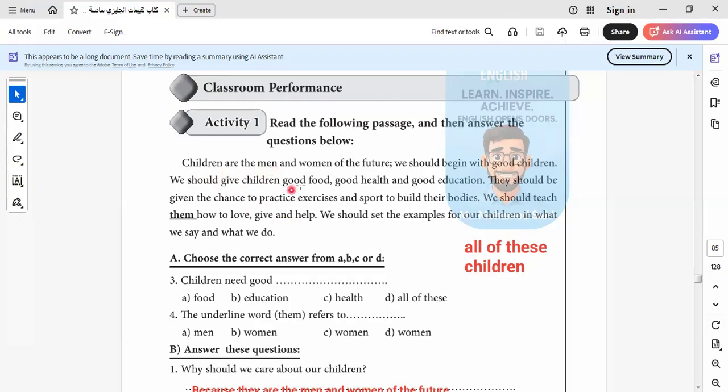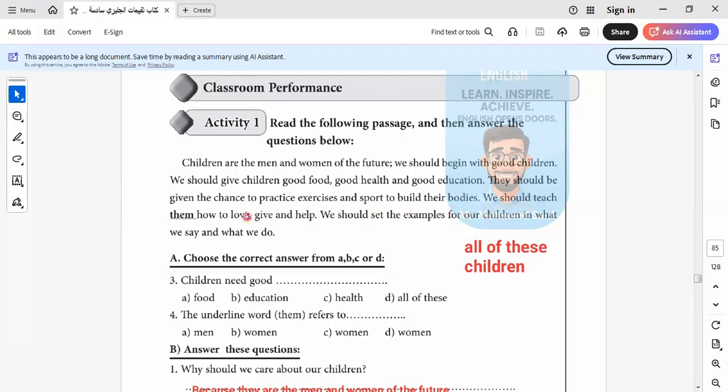Children are the men and women of the future. We should begin with good children. We should give children good food, good health, good education. So these are the ways that we must follow to help the children to grow well. They should be given the chance to practice exercises and sport to build their bodies.